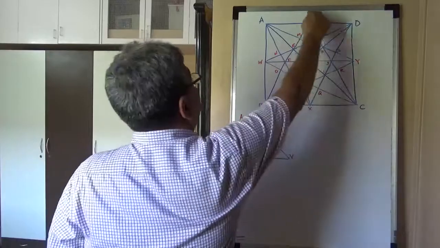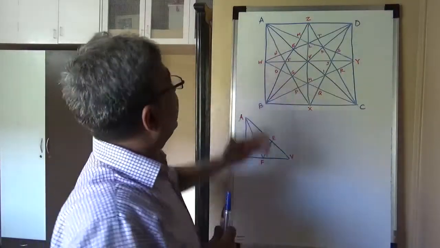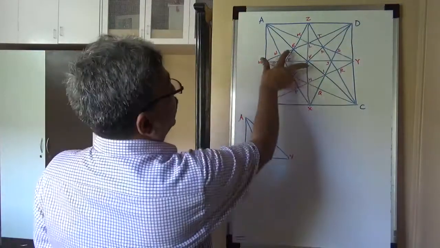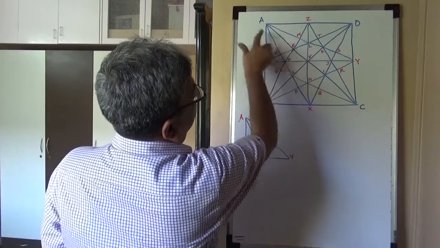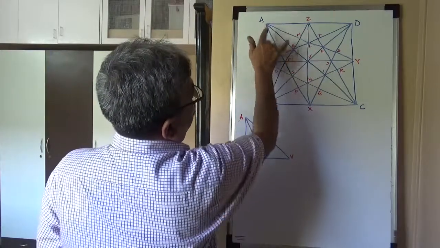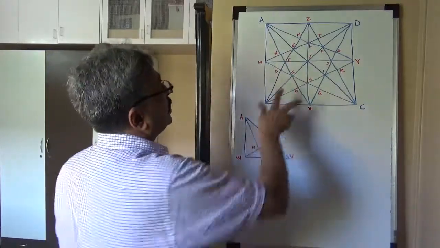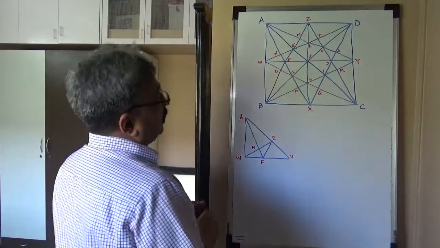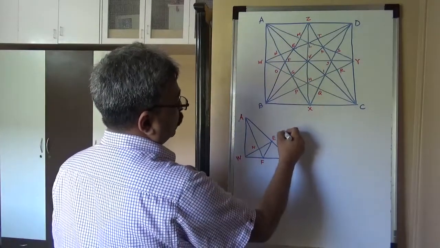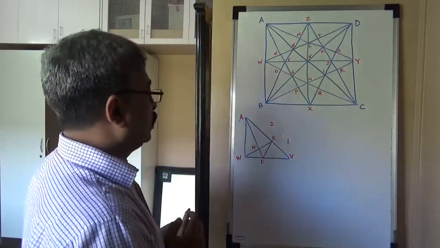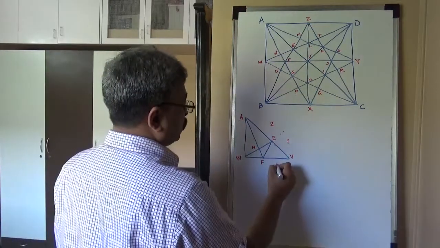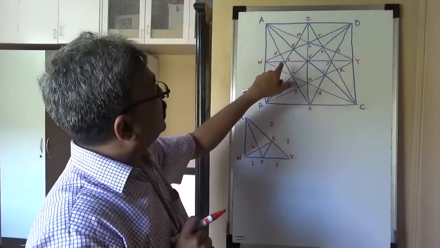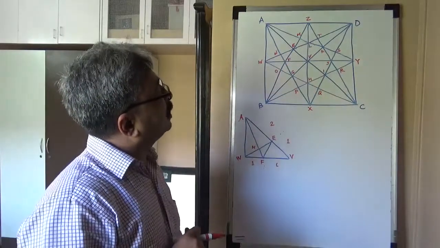AV, BZ and DW are medians of triangle ABD, and therefore they are concurrent. And now we know that this point E divides AV in the ratio 2:1, the ratio of medians, and therefore VE upon EA, which I have drawn here separately, is 1:2. Now F is a midpoint, therefore this is 1:1. That also we know. Because of this concurrency and symmetry of the figure, we have everything similar.